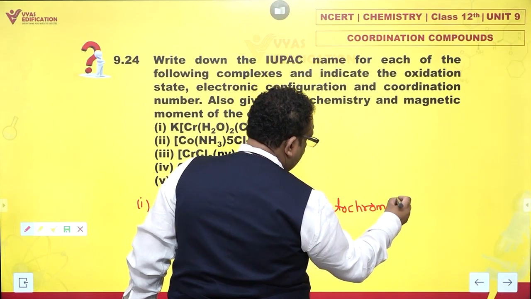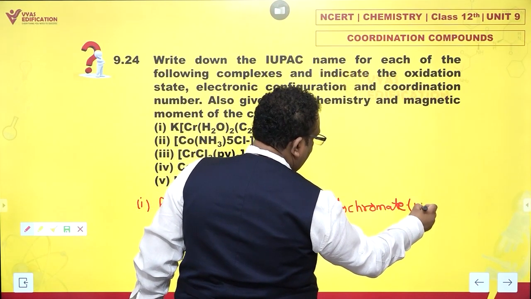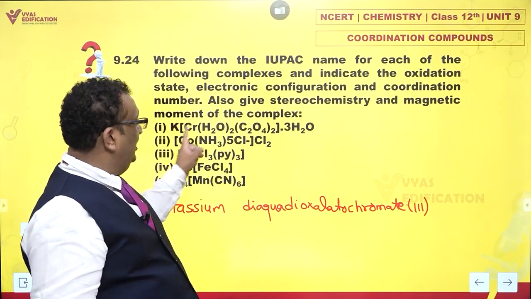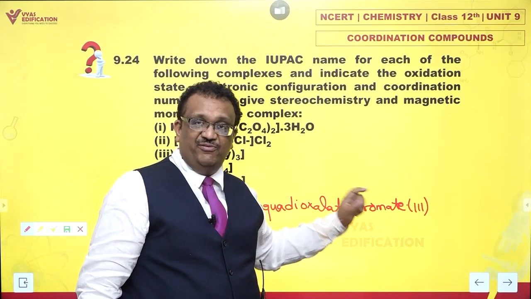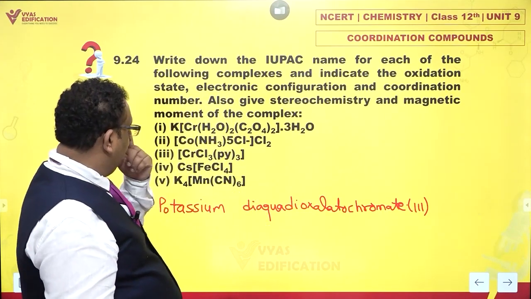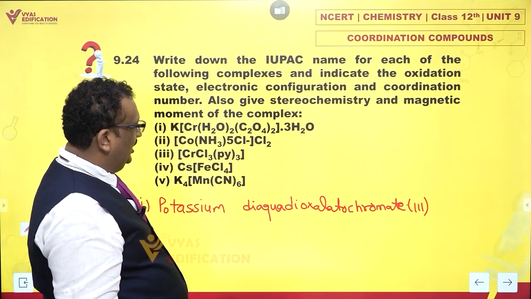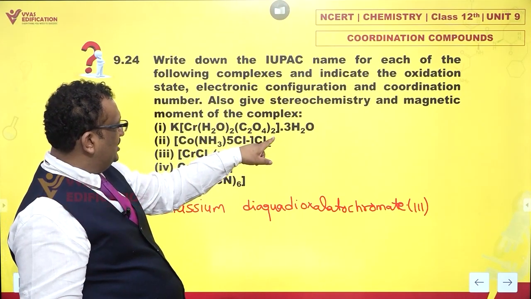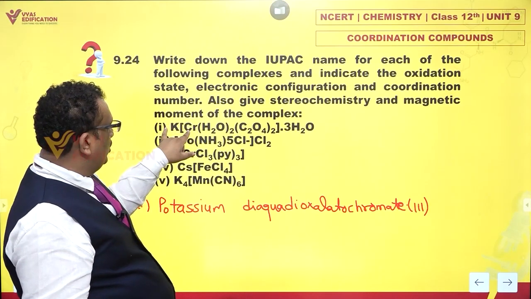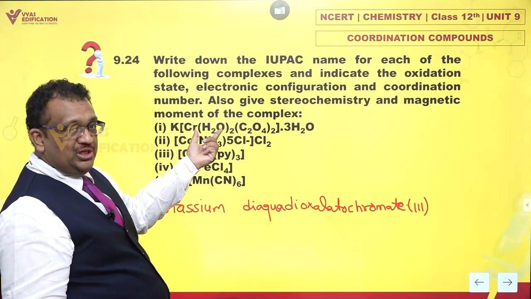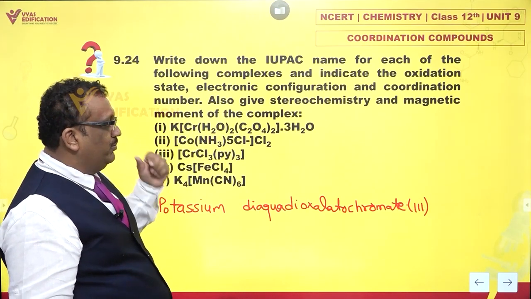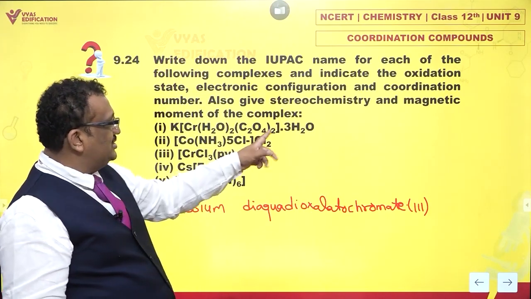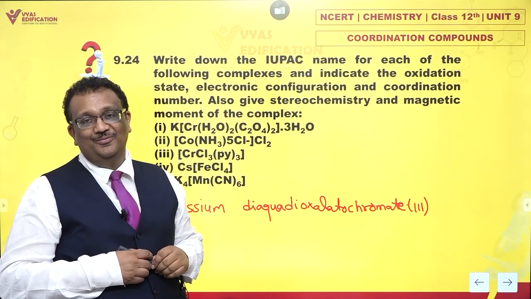Chromate 3. Why did I write chromate? It is chromium, and since this is the anionic part, I must put the suffix -ate, so it is chromate. Oxidation number is 3, why? Oxalate is -2, so -2 into 2 is -4. This should add up to +4 because water has no charge. Potassium is +1, so chromium has to be +3. That's why chromate 3.